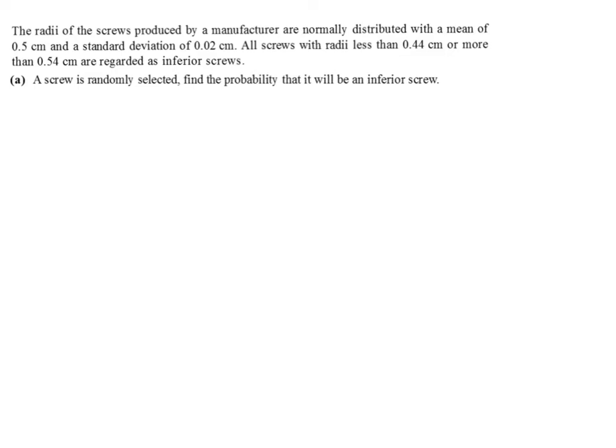Here's a different use of normal distribution in a practical situation. So we have some screws and the radius is normally distributed with a mean of 0.5 cm and standard deviation of 0.2 cm. All screws with a radius of less than 0.44 cm or more than 0.54 cm are regarded as bad screws, okay? If a screw is randomly selected, what's the probability that it's a bad one?